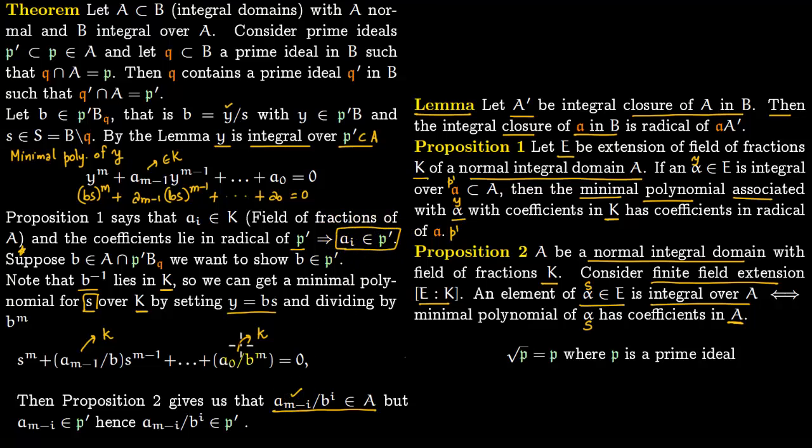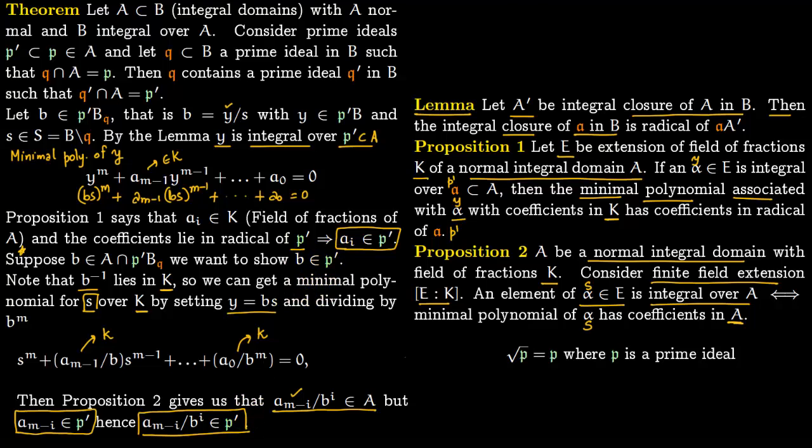So therefore, this front part lies in P prime. So these coefficients lie in P prime. So therefore this a_{m-i} over b_i also lies in P prime, because this entire thing is in A and the numerator is in P prime. So this is the crucial result, and from here we will show that b lies in P prime via contradiction.